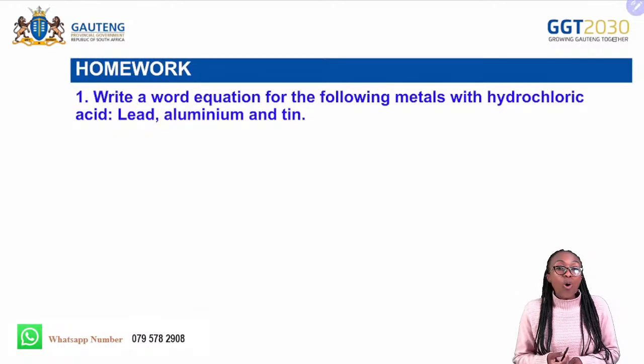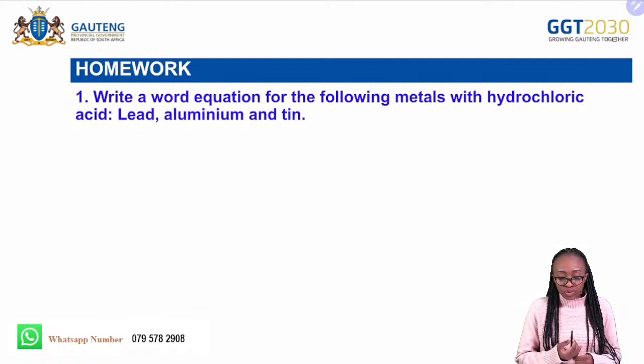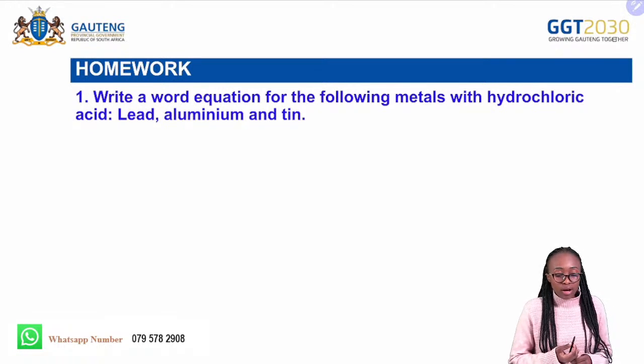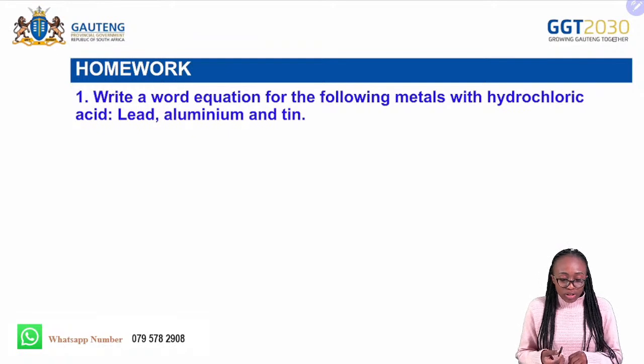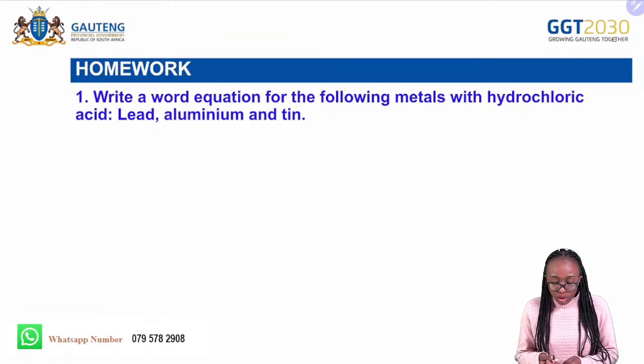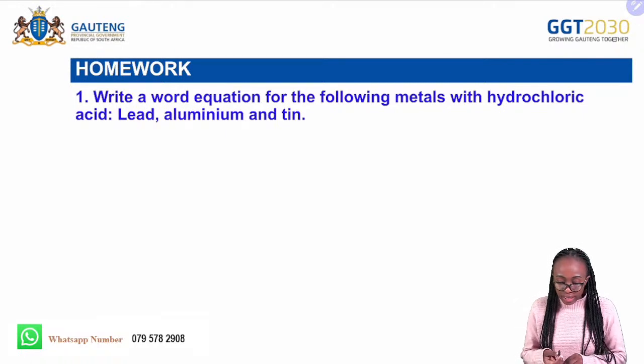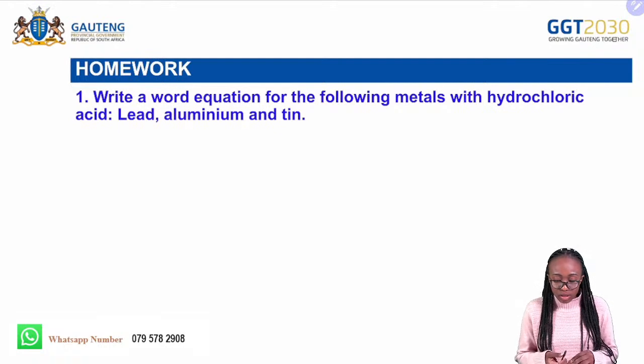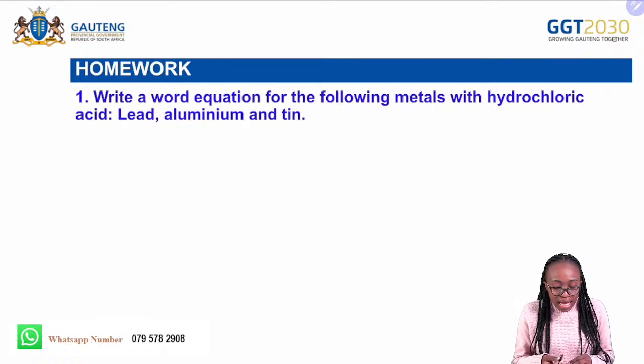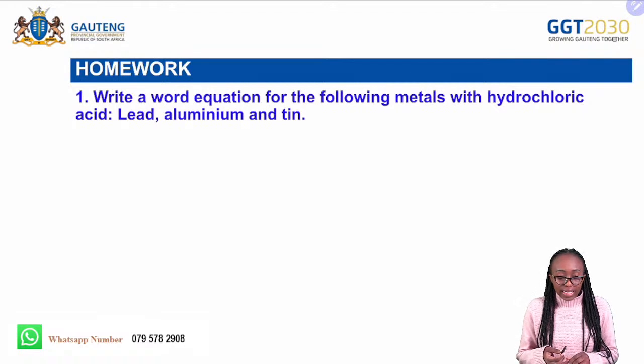So here's the homework. I'm going to read out the homework. Write a word equation for the following metals with hydrochloric acid. So here they are: lead, aluminium, and tin. So that is your homework that you need to do.